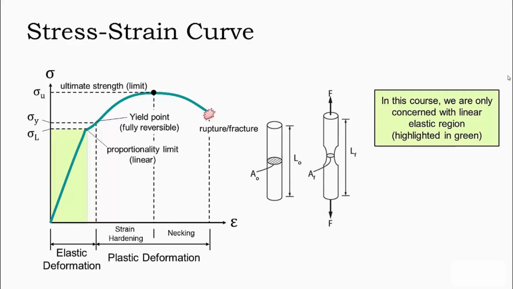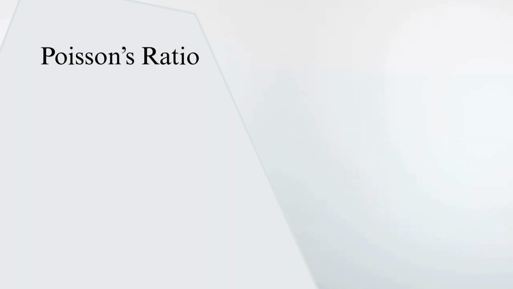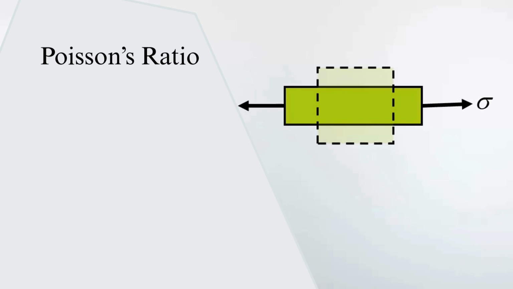Because the region is linear, we can see that the stress is proportional to the strain. We call the proportionality constant Young's modulus and denote it by the capital letter E. From Hooke's law, we see that the normal strain in direction of loading is linearly proportional to the normal stress. However, this is not the only deformation that occurs under normal stress loading. We also get a strain in the transverse direction.